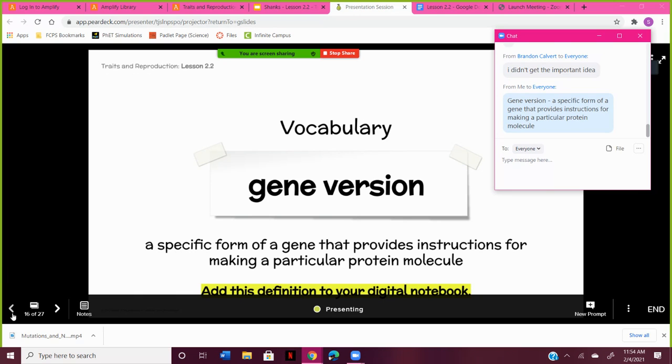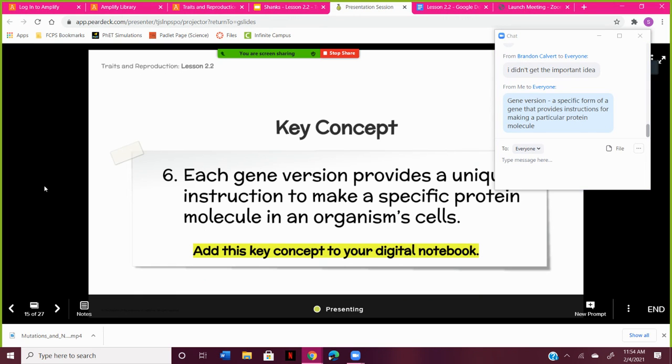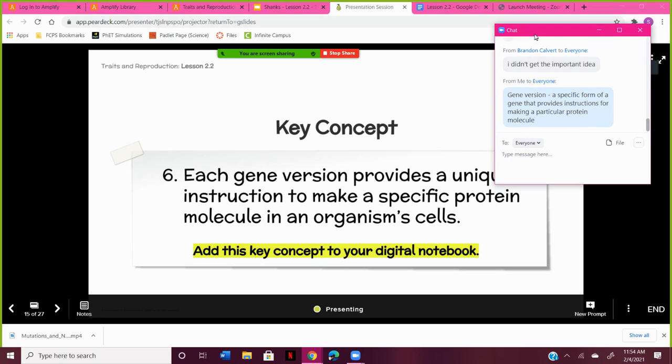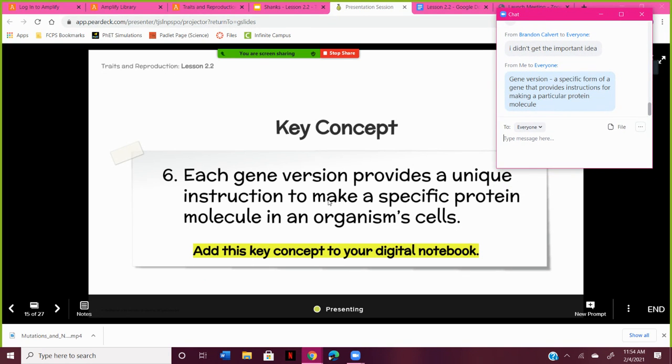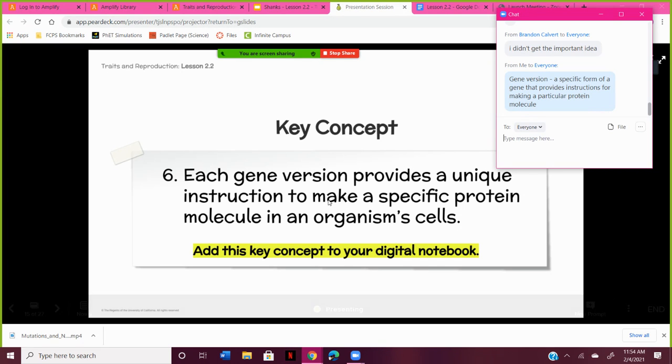Alright, I put that in the chat. I'm going to go back to this so you guys can see it. Make sure you get it written down or typed out in your digital notebook. So each gene version, which is a specific form of a gene, provides a unique instruction to make a specific protein molecule in an organism's cells.